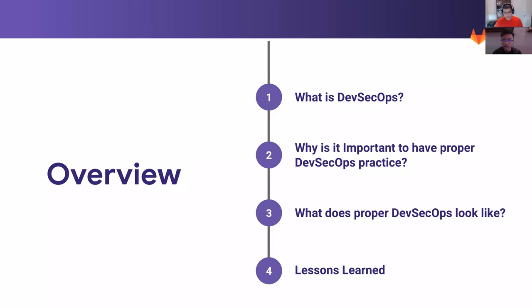So this is the agenda for today. We will start with what is DevSecOps. We will dig a little bit deeper into the differences between DevOps and DevSecOps. Why do we need DevSecOps? And what are the different ways of implementing DevSecOps, based on what we have been exposed to from working with customers worldwide at GitLab?